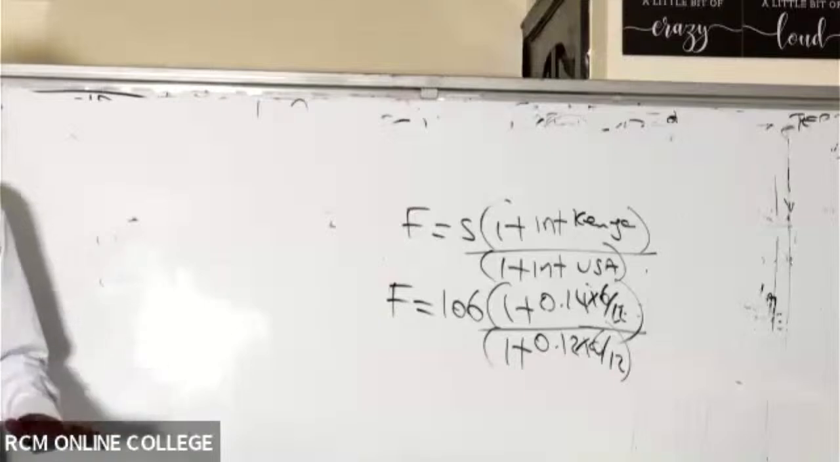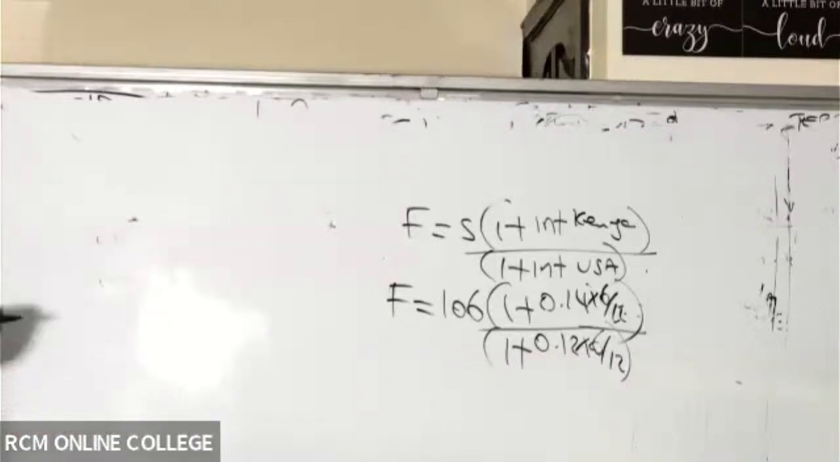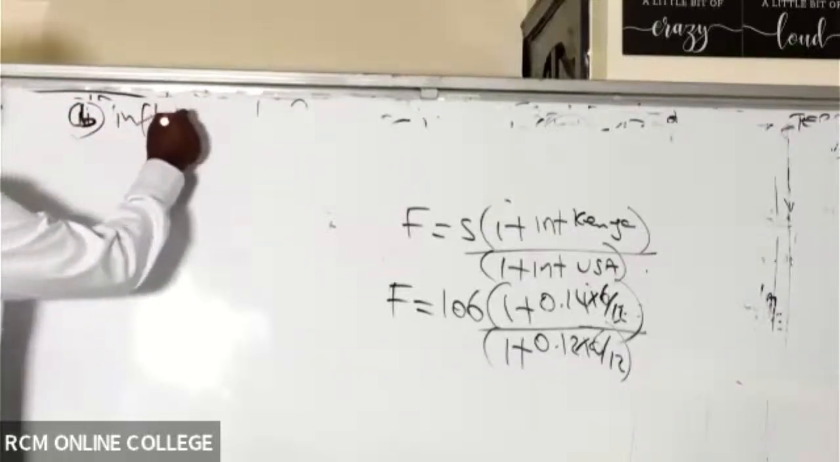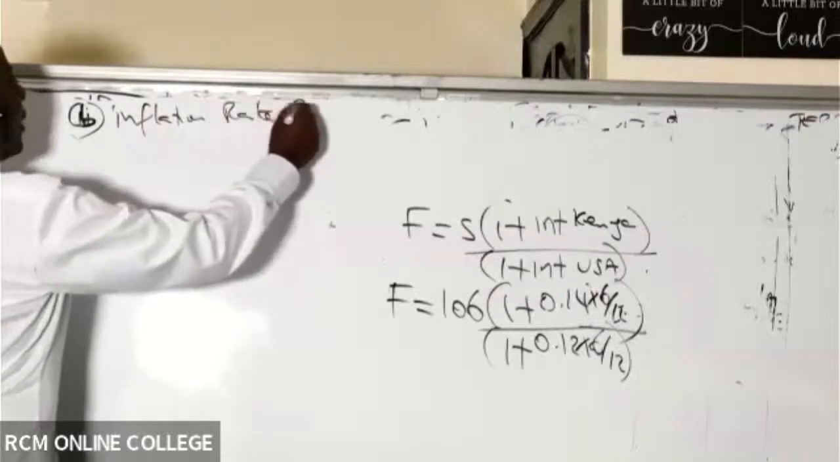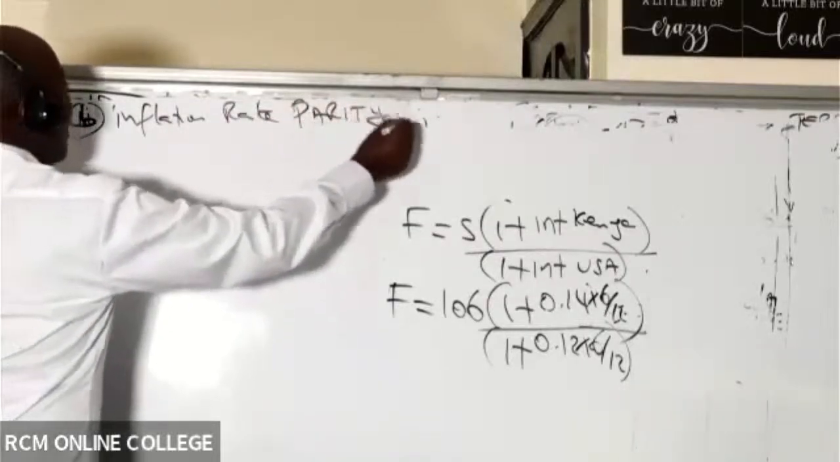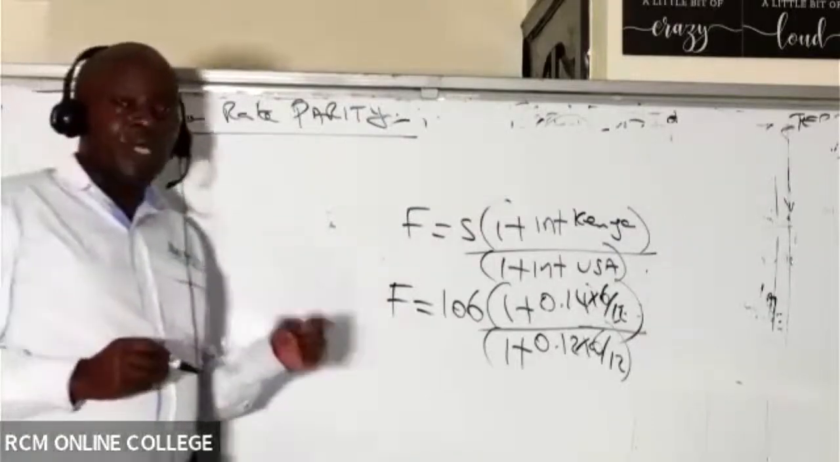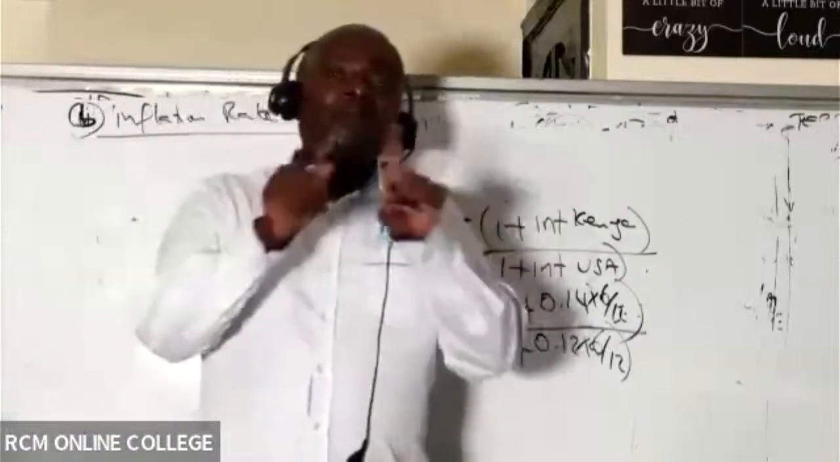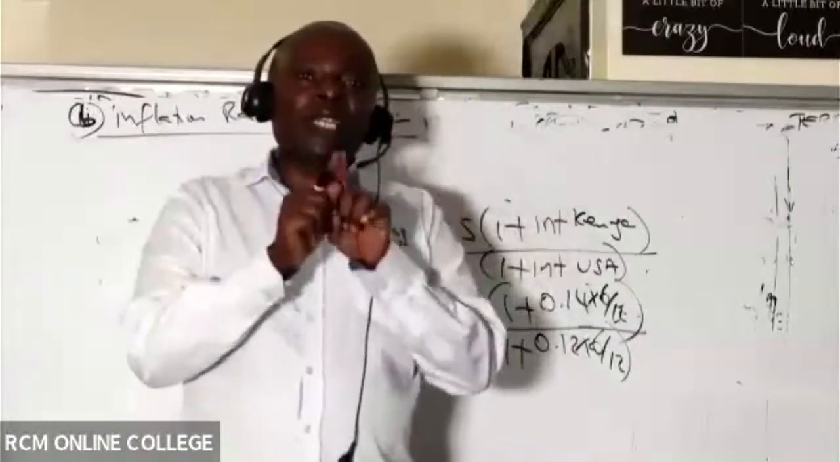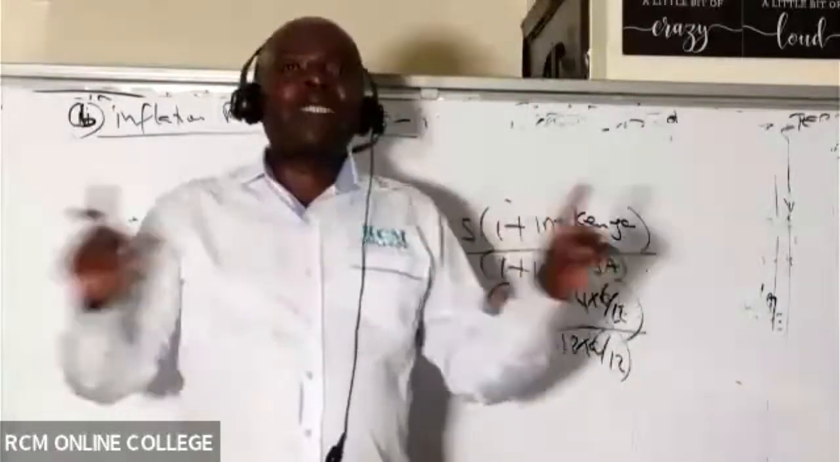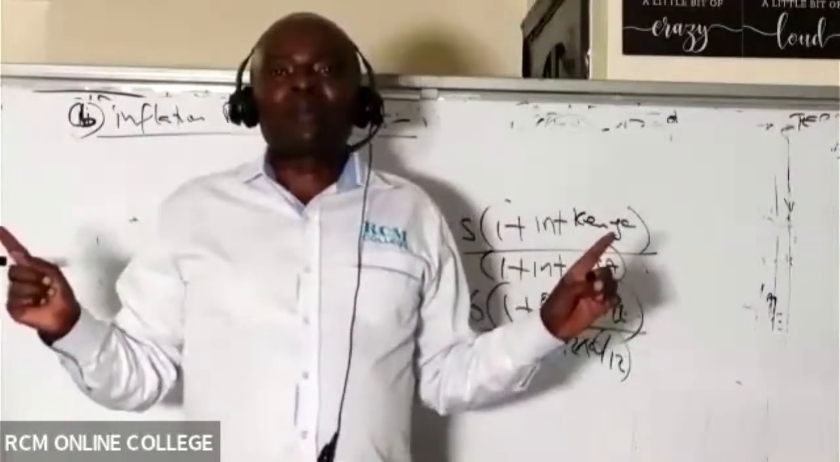And now, ladies and gentlemen, please go ahead and give me what we call, not interest, but inflation rate parity. Inflation rate parity. Now, just like we said with the interest rates, if the inflation rates of two countries are at par, are the same, then the exchange rate between those two countries will never fluctuate.